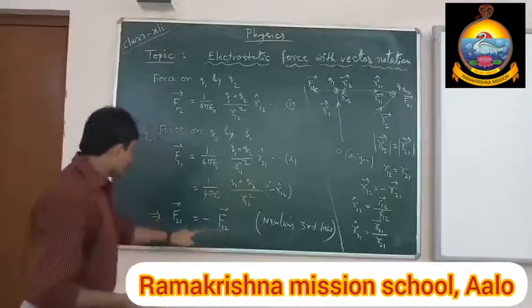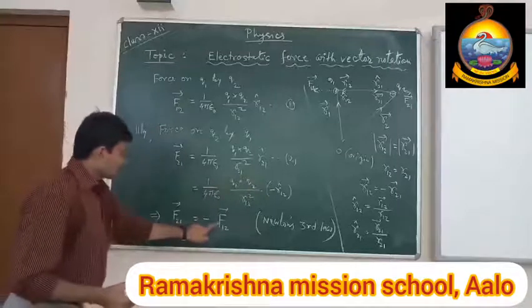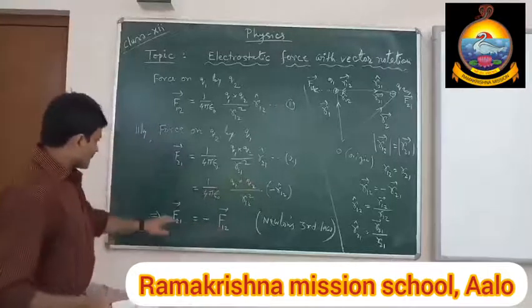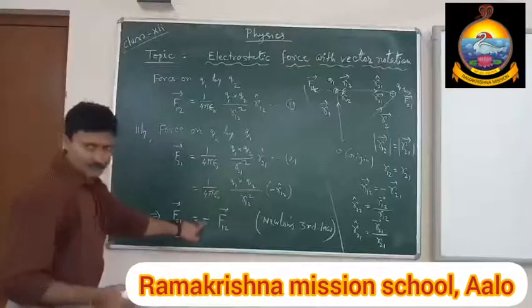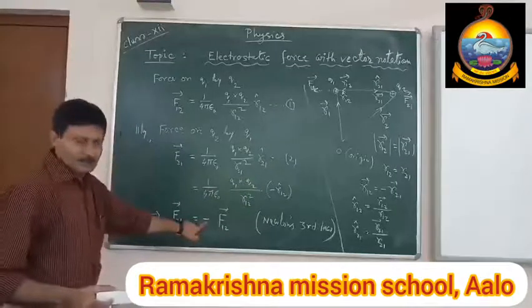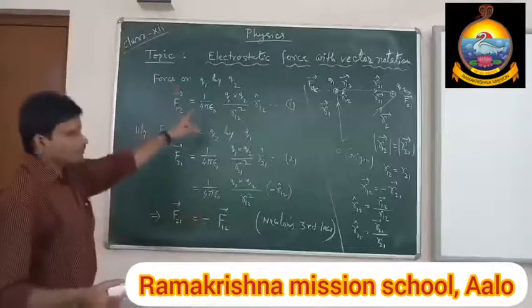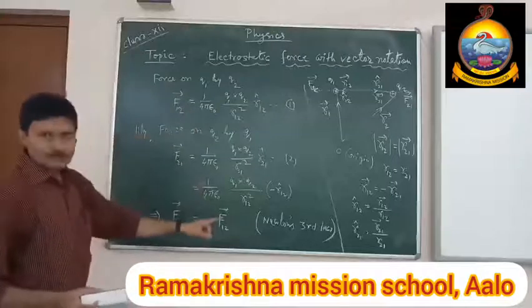So we have seen that F21 vector is equal to minus F12 vector, that is, the forces are equal and opposite. That is Newton's third law. So Coulomb's electrostatic force law obeys Newton's third law.